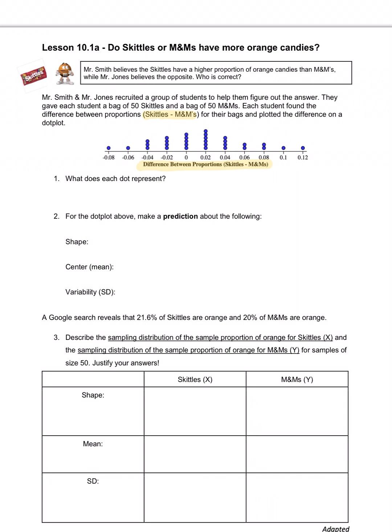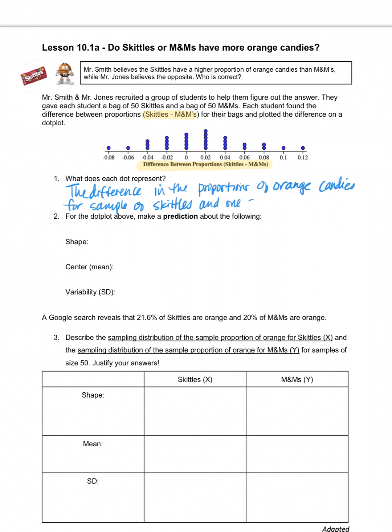So the first question we always go to is, what does each dot represent in this sample? Well, it is the difference in the proportions of orange candies for one sample of Skittles and one sample of M&Ms.